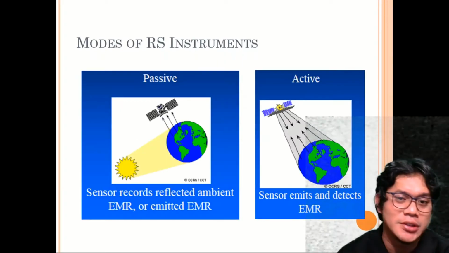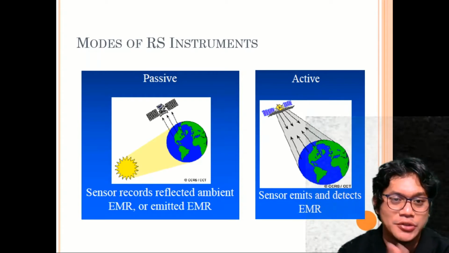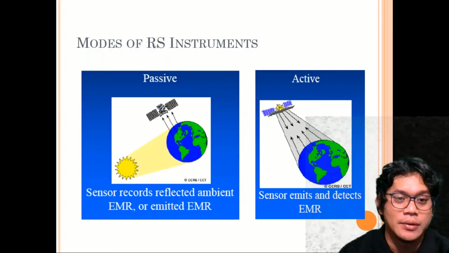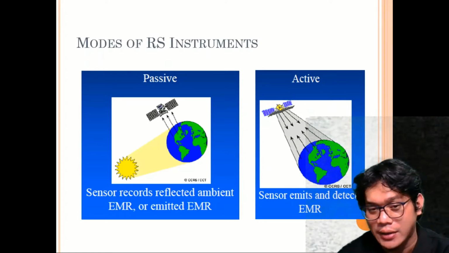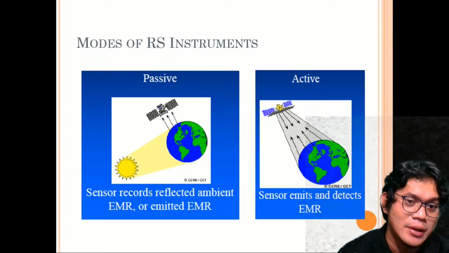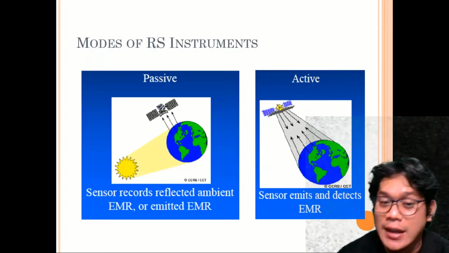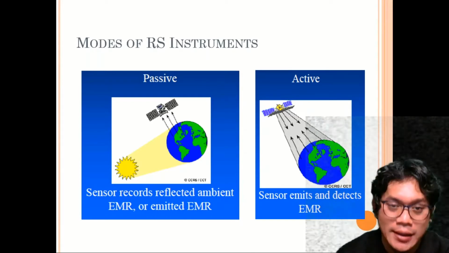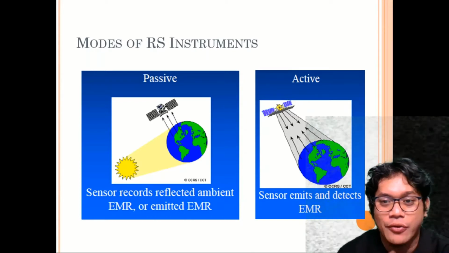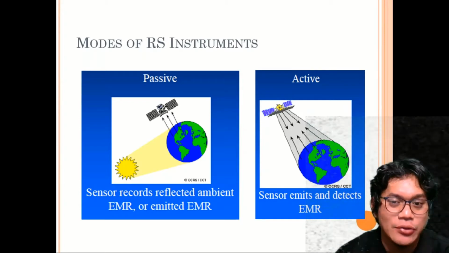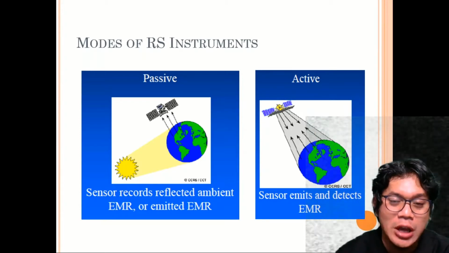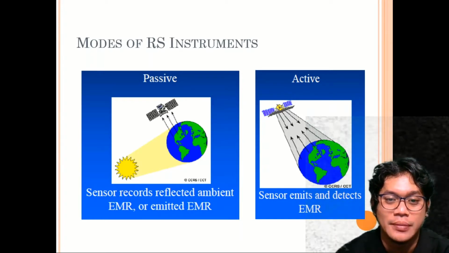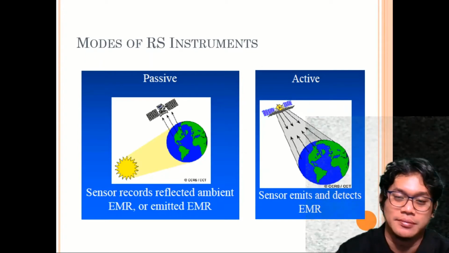In remote sensing specifically, there are two types of instruments. The first one is passive, the second one is active. What is passive, and what is active? Passive means the system requires external energy, such as sunlight, in order to illuminate the surface of interest. For the active, the system itself illuminates the area of interest using its own source of energy so that it can capture the information.